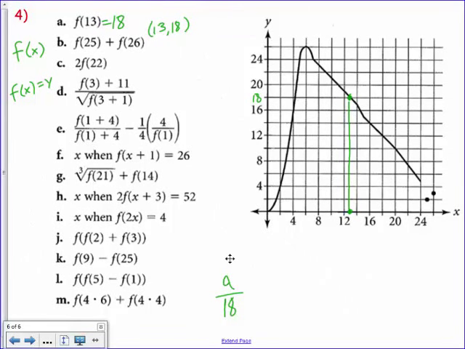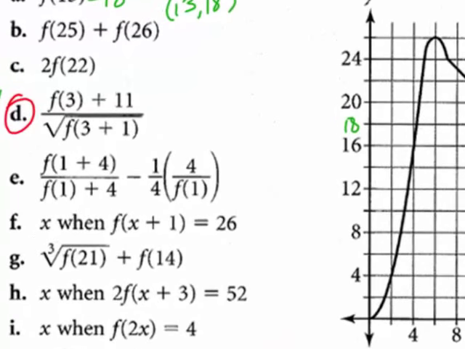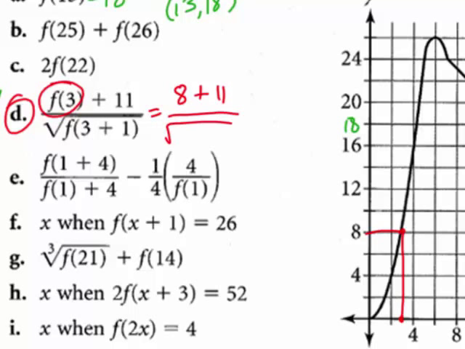Let's do one that's a little more complicated. What about something like this guy right here for D? Well, I'd have to first do f of 3. So I got to find where x is 3. That would be right here, and I got to go up, and that looks like it's at 8. So f of 3 is really 8, and I got to add that to 11, over the square root of f of 3 plus 1. So this is really f of 4, and what is the f of 4?